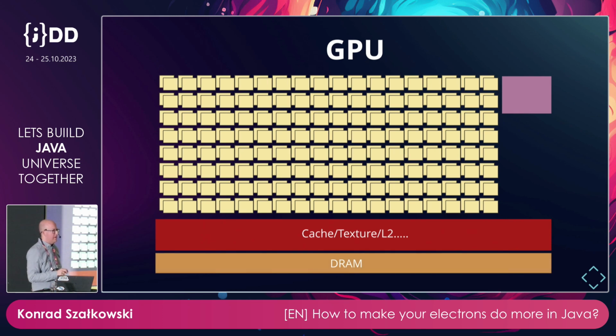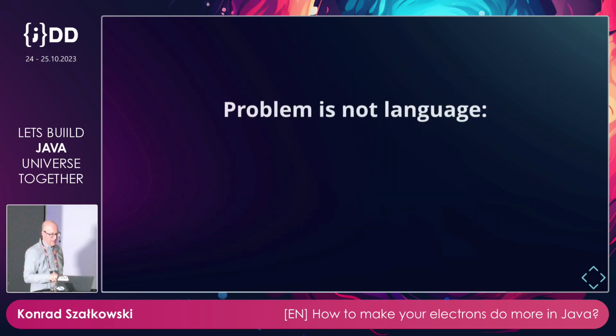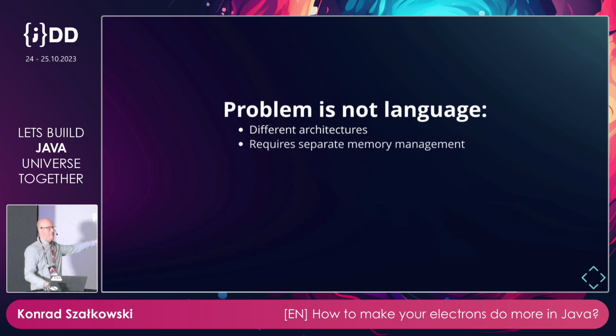And you have also another set of RAM available there, sitting to be used. The problem is not the language. Java is not the problem. The problem is the different architecture, which forces you, first of all, to have a separate memory management. And we Java developers do not like memory management. Therefore, we have a garbage collector for this.